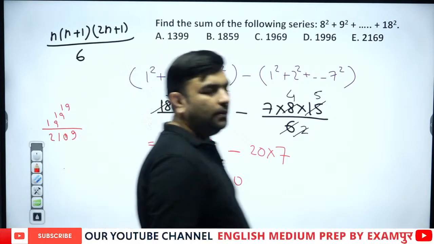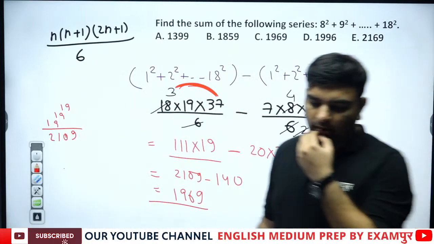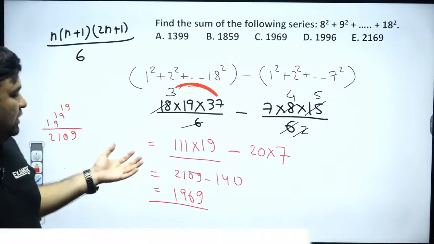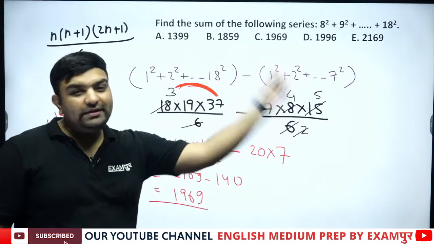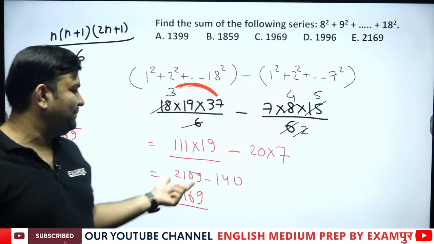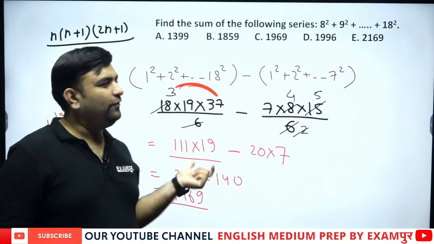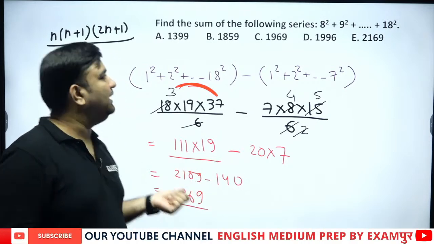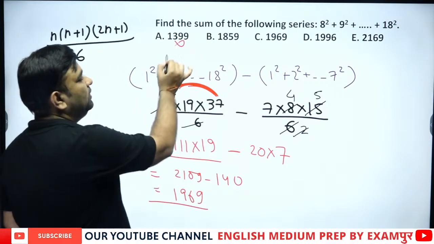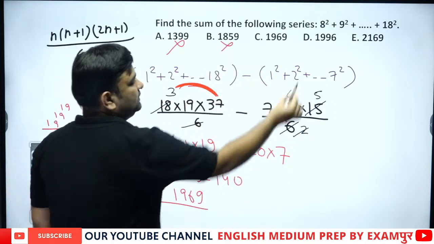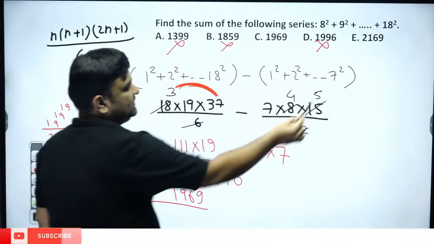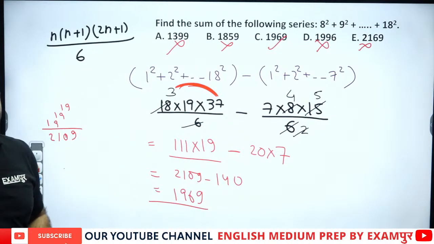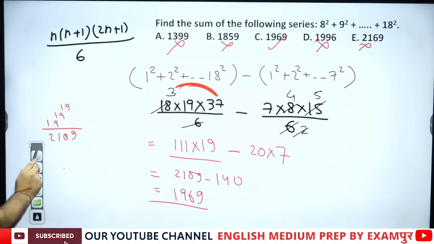Perfectly okay? We can also go for the unit digit. Oh, unit digits are same, so we cannot go for unit digit. However, we know that answer should be in the line of 1900. So this gone, this gone, this gone, this gone. Okay. Let's move on.